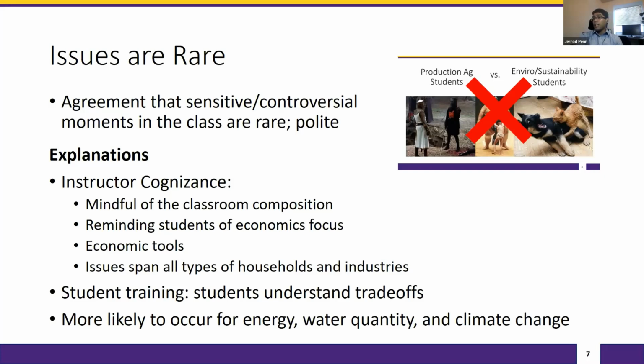And the feedback that I got from people was partially on the part of the instructors. We're mindful of the classroom composition in terms of what percent of students are going to be from the different camps. We try to focus on economic tools, the economic lens, as opposed to some other lenses. The other part of it is student training. Students tend to understand trade-offs, and so they aren't going to be in the camp of zero pollution is best or no pollution policy is best either. When it does occur, though, it tends to be for energy, water quantity, and climate change, based on feedback.